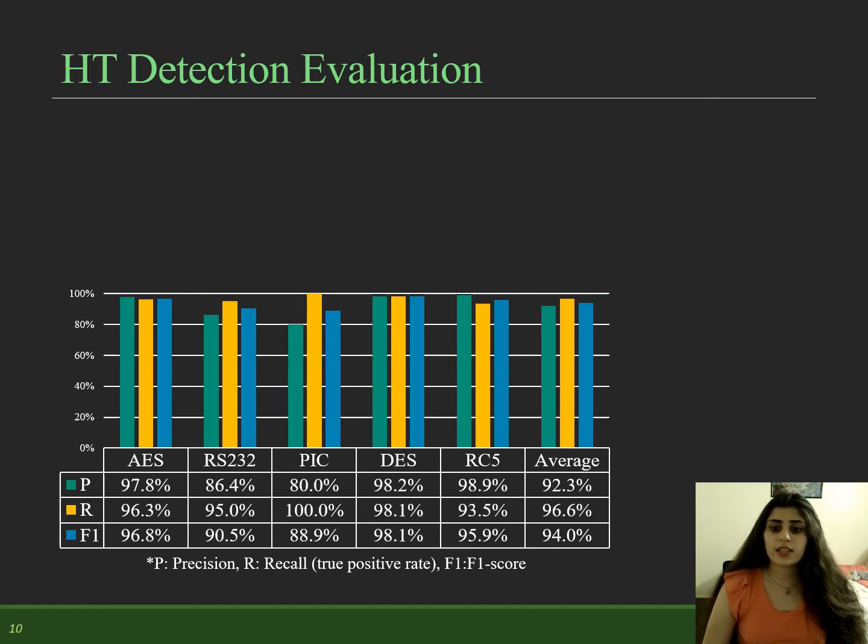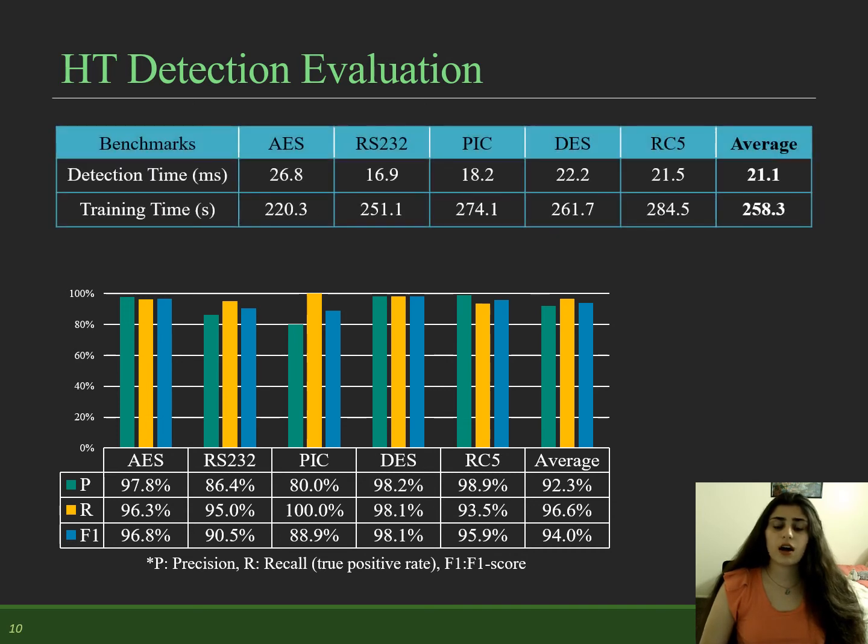In this figure, you see the high performance of our model, which can detect the hardware Trojan with a true positive rate, or the recall rate, of around 97% on average. In the next table, you can see our timing result, which shows that we are able to detect the hardware Trojan in 21 milliseconds, which is much faster than current existing methods in the literature. The only time-consuming process in this work is the training part, which only happens once before using the model in the application stage.